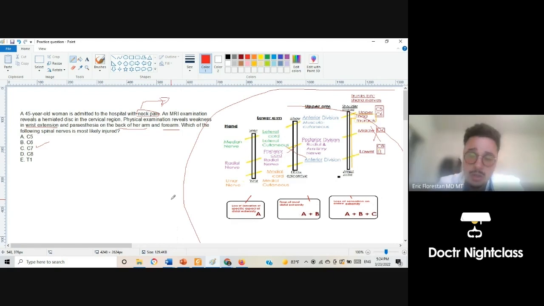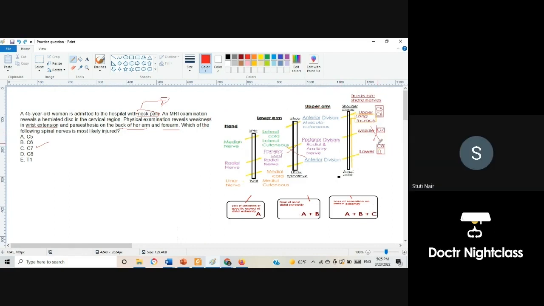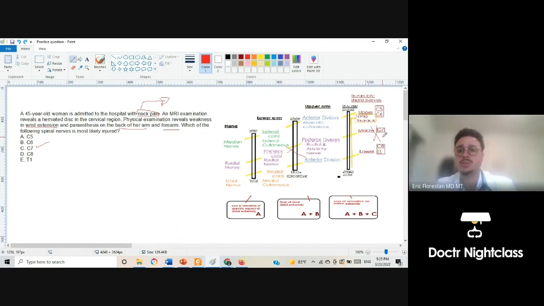Very good question. Okay, so you have C5, C6, C7, C8, and T1. Most of the nerves coming from C7, they'll go directly into the posterior division. Okay? Most of them go directly. And that's why I tried to put middle here. Okay, yeah, I get what you're saying. So why does posterior division matter in terms of middle C7?